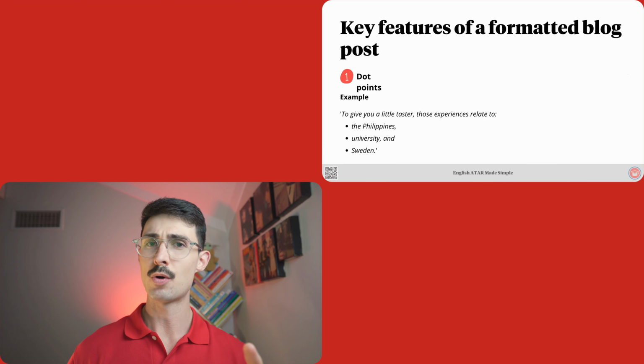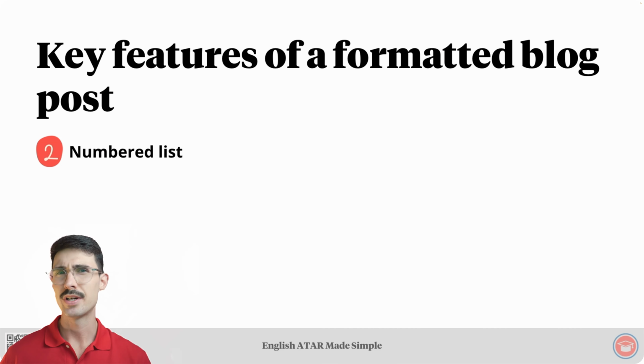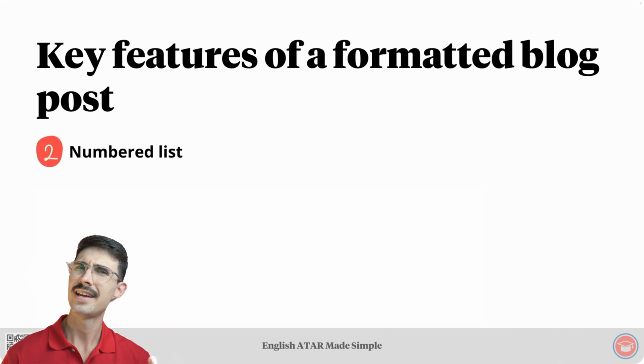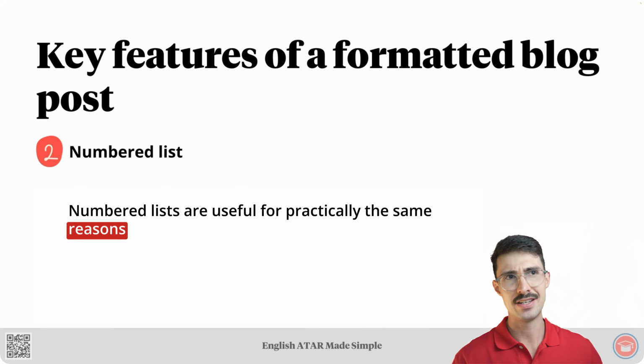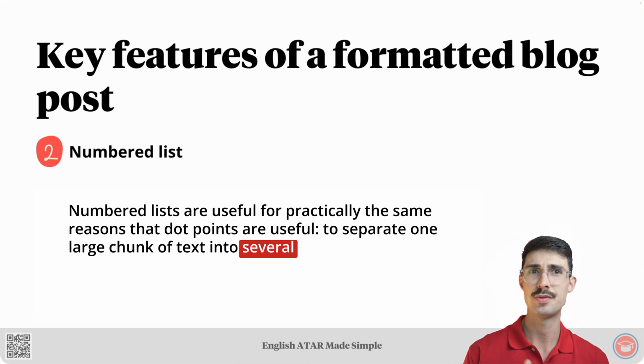Feature number 1, done. Let's turn to feature number 2, which is numbered lists. What is a numbered list? This. Dot points, but with numbers. Why is a numbered list useful? Numbered lists are useful for practically the same reasons that dot points are useful. To separate one large chunk of text into several smaller pieces.